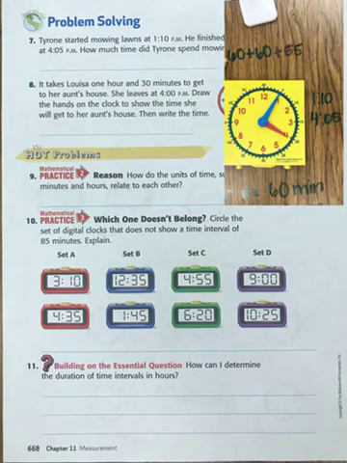All right, so I know 60 plus 60 is 120. So we're going to add our minutes. If I add 55 more minutes, 170 minutes.